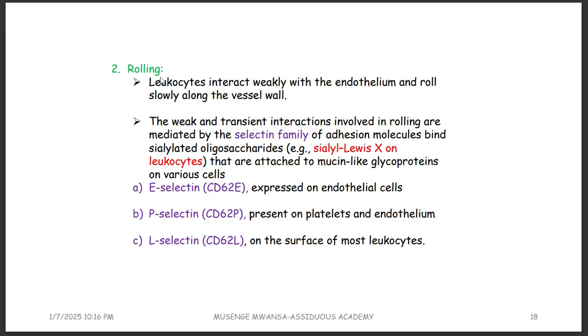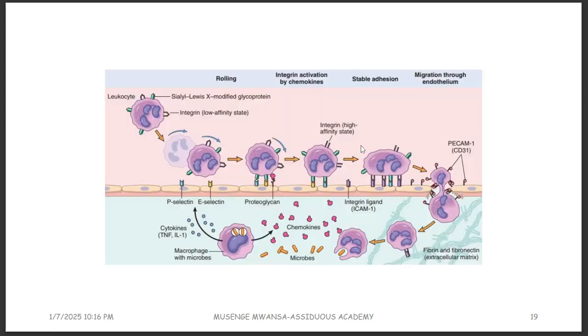Rolling, what happens is that they are weak and transient interactions. Transient means that it's ongoing, like it will happen and then stop. These white blood cells will now be forming bonds which are weak and transient with the endothelium, specifically with what is known as the selectin family of adhesion molecules. Here you can see this is the white blood cell. On the endothelium, you have the P selectins and the E selectins. Actually, on the same white blood cell, we are also going to have what we call the L selectins.